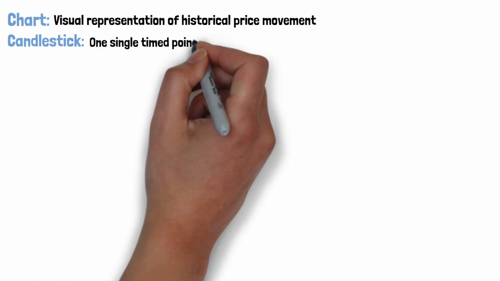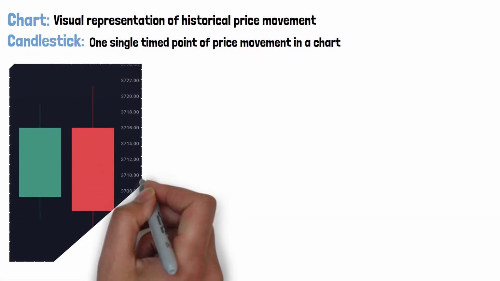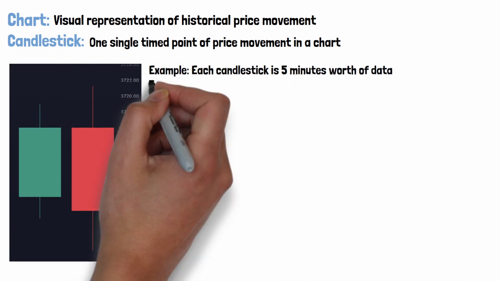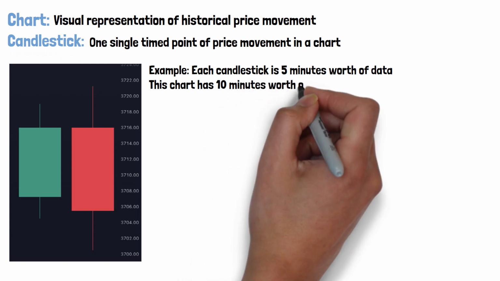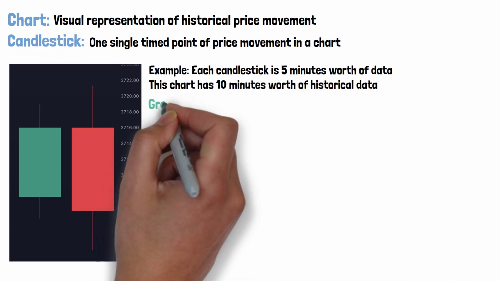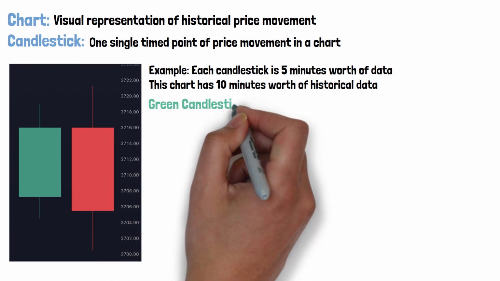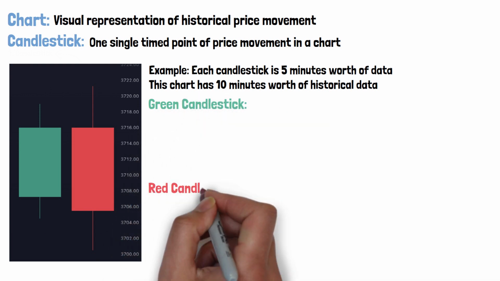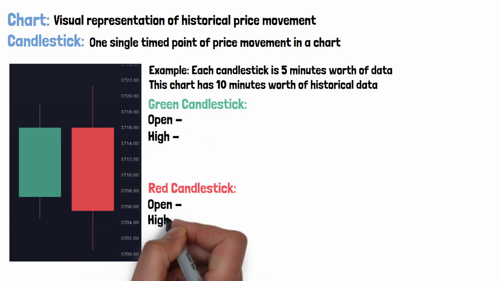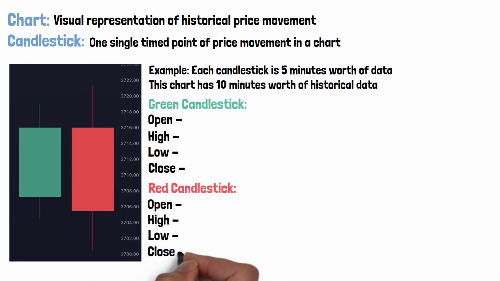So what is a candlestick? It's basically one single timed point of price movement in a chart. So in this example, each candlestick is worth 5 minutes worth of data. Therefore, this chart has 10 minutes worth of historical data. Now you'll notice that these candles are 2 different colors. One's a green candlestick and one's a red candlestick. All candlesticks come with 4 attributes: the open, high, low, and close.